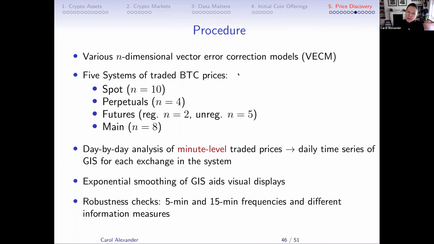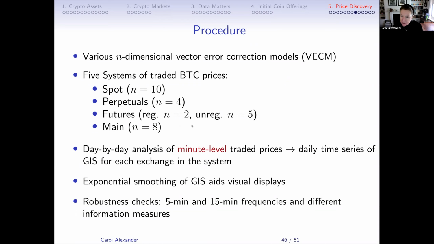So what we did was to build a lot of n-dimensional vector error correction models specified on the next slide. You've got the handout so you can see already if you want to have a look. And the n was 10, 4, 7 or 8. And in the futures we divided between regulated and unregulated as well. So sometimes we just did the two, Bakkt and CME, and sometimes we just did the unregulated ones like BitMEX and Deribit. And then we took the leaders from the spot and the perpetuals and the futures and put them all together in an 8-dimensional system.